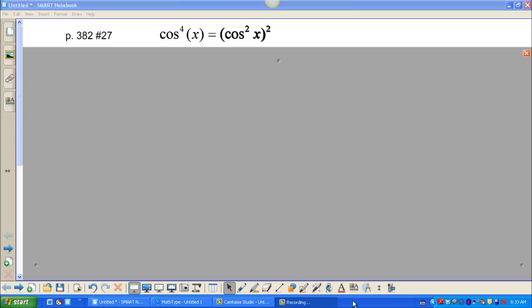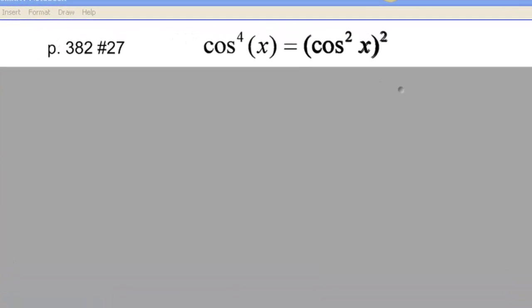Hi ladies, this is page 382, number 27. Hopefully this helps. We have cosine raised to the fourth power of x. And the whole point of this problem is to power reduce. So I want a final answer that does not have any powers on a trig function.